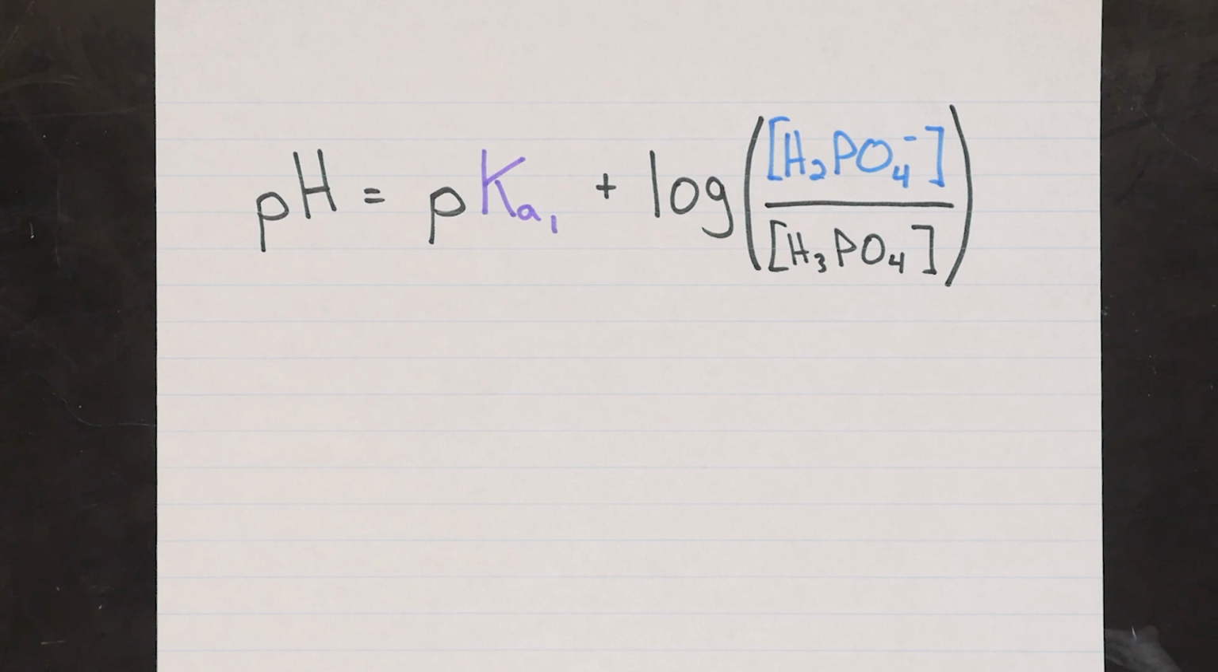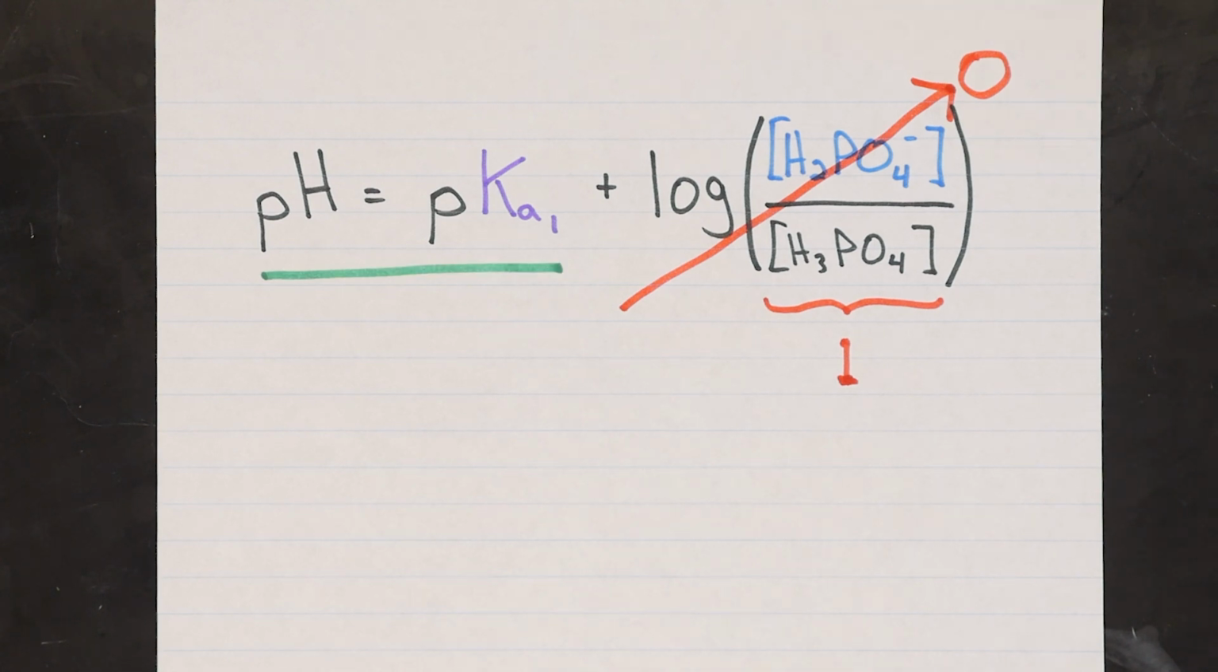The only problem is that we might not know the relative concentrations of our conjugate acid and base. But the good news is that if the concentrations of conjugate acid and base were equal, the ratio would be equal to 1, and the log of 1 is just 0. So we just need to somehow measure the pH when we're reasonably sure that the conjugate acid and base are at the same concentration. So how will we do that?